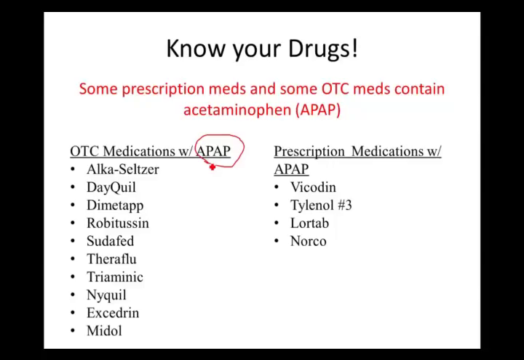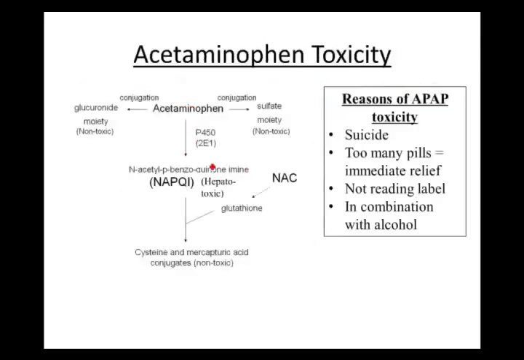So what does that lead to? Well, it leads to acetaminophen toxicity. Under normal conditions, acetaminophen becomes conjugated into a sulfate moiety that is non-toxic and a glucuronide moiety, which is non-toxic. Both of these are through conjugation reactions. But there is one metabolic pathway that's CYP2E1 specific that converts acetaminophen into NAPQI, which is the chemical formula shown here, and that is hepatotoxic.